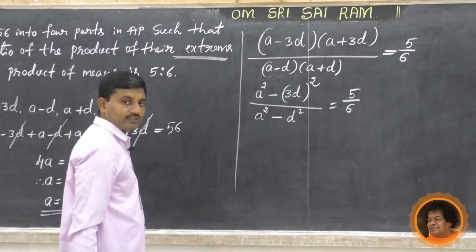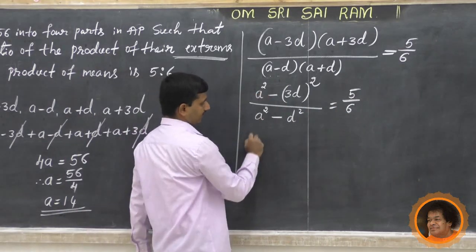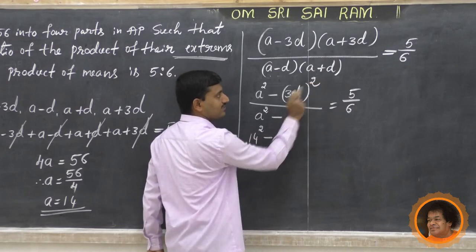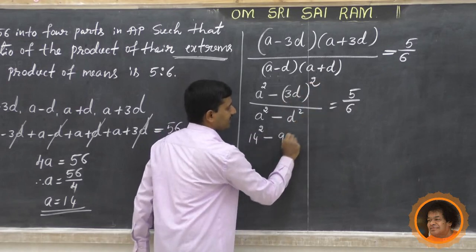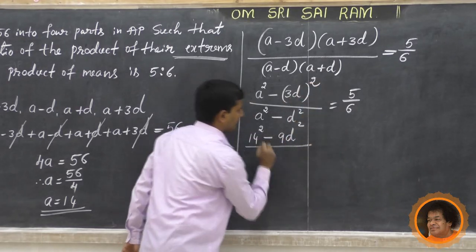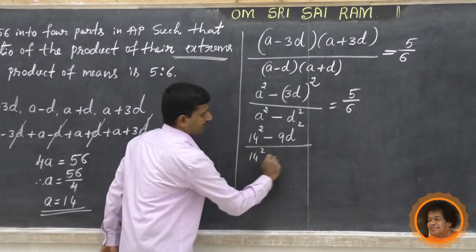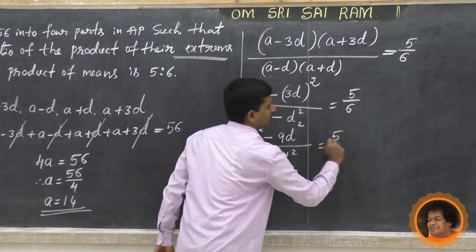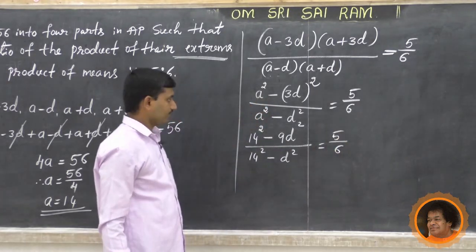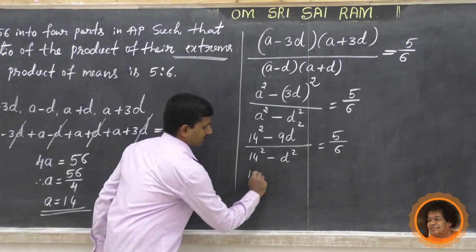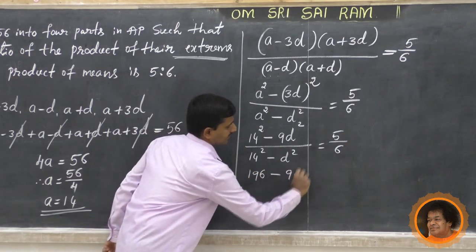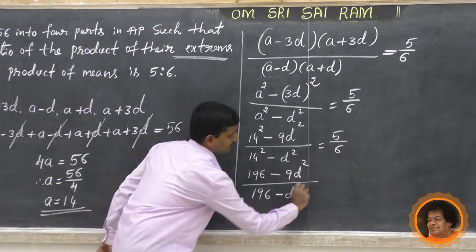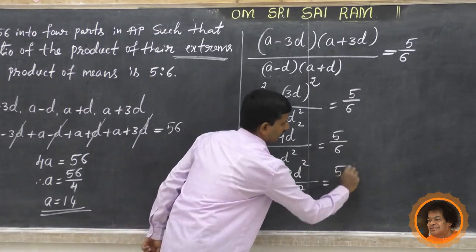What is the value of a? a is 14, substitute the value of a. 14 square minus 3d whole square, means 3d into 3d, 9d square, divided by 14 square minus d square, equal to 5 by 6. Here 14 square equal to 196, minus 9d square divided by 196 minus d square equal to 5 by 6.